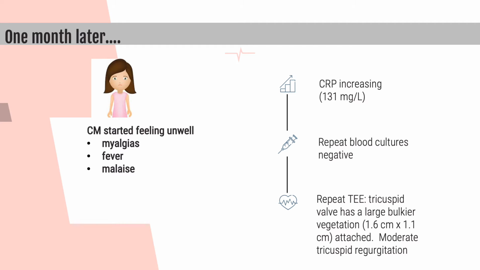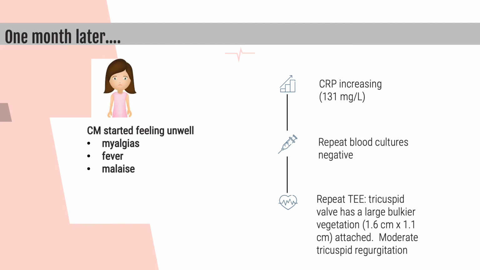So revisiting our patient, CM, she was treated with a first-line antimicrobial for MSSA endocarditis. But after 4 weeks of cefazolin treatment, she started feeling unwell again. She had a fever, myalgia, and generally felt weak and tired. Labs showed that her CRP was trending up. It had been as low as 80, but had been increasing the past 10 days and was now 131.